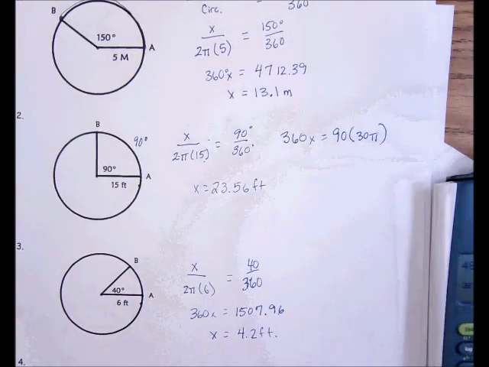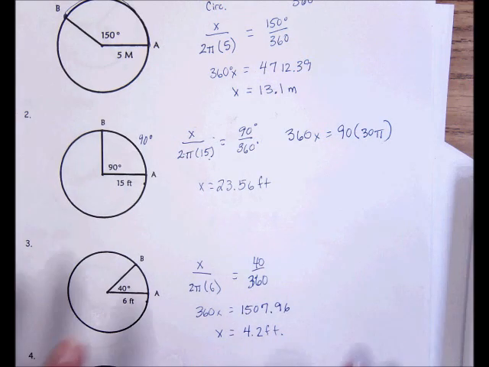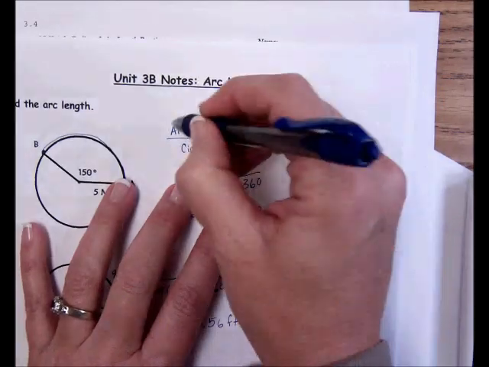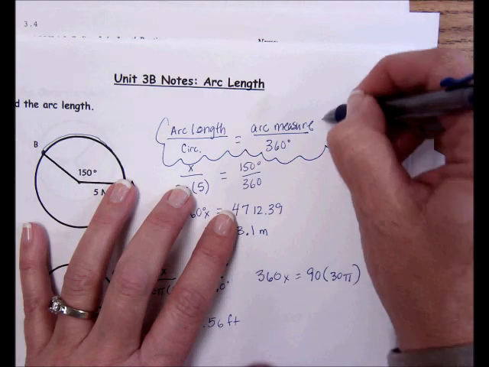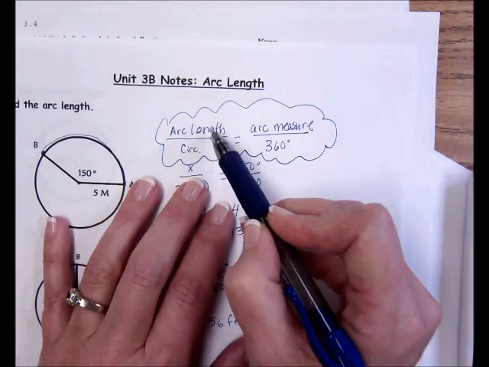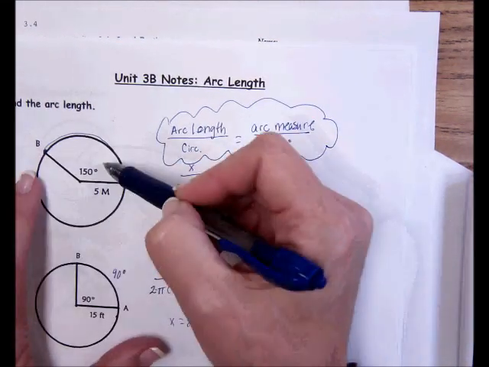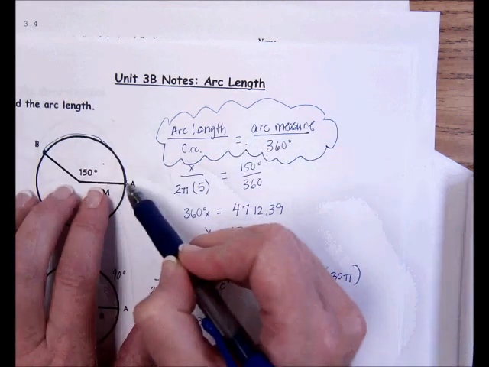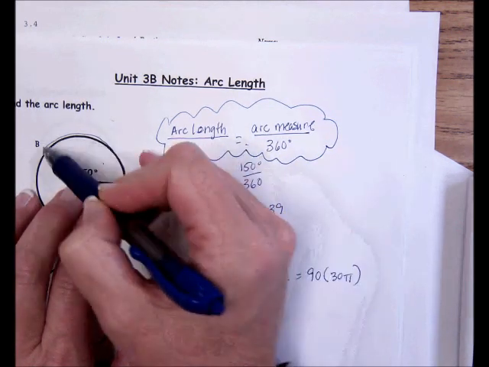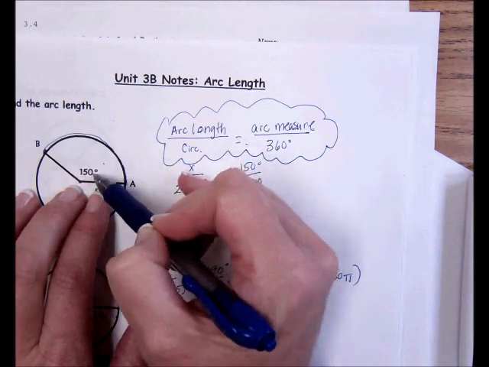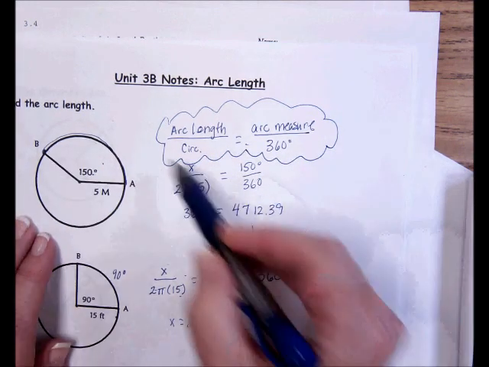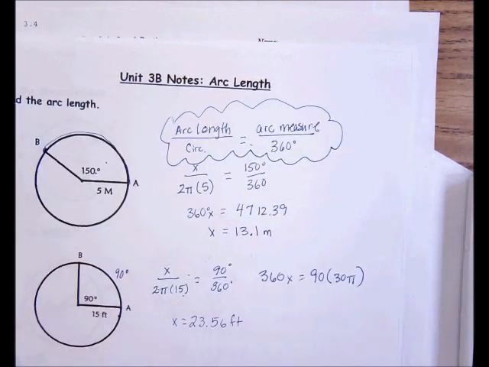So that covers arc length and how it relates to circumference, but it all comes back to knowing this one formula, which makes sense because it's the part of the arc over the whole circumference is equal to the arc measure, the part of the arc that I'm trying to find, divided by 360, which is our whole.